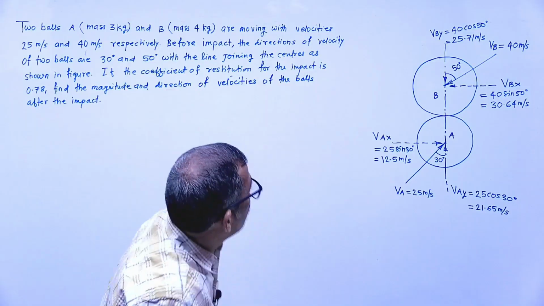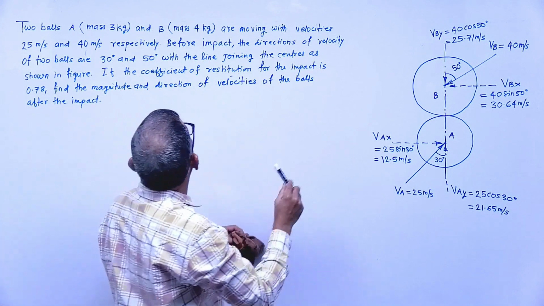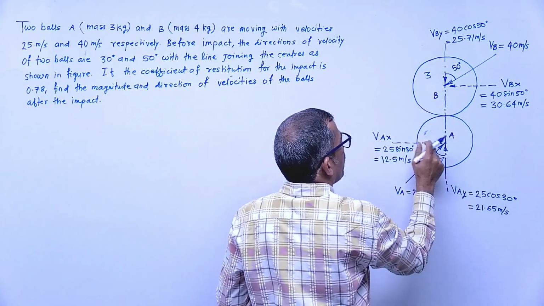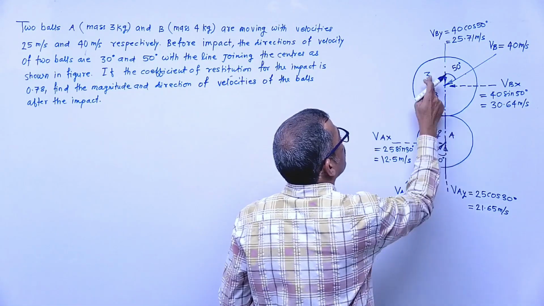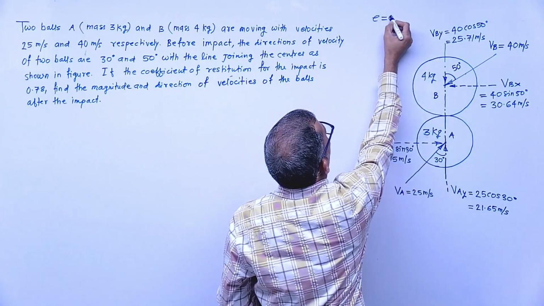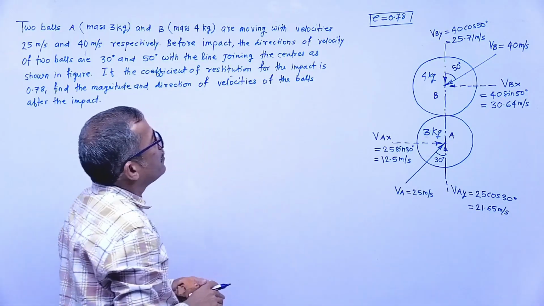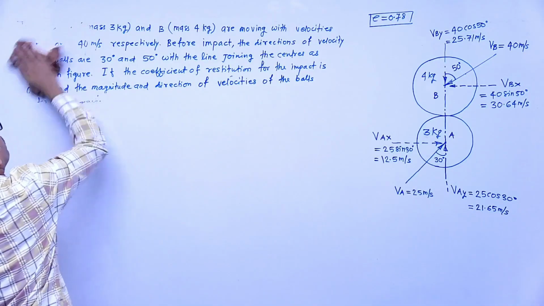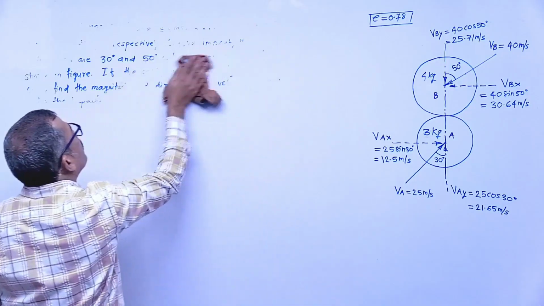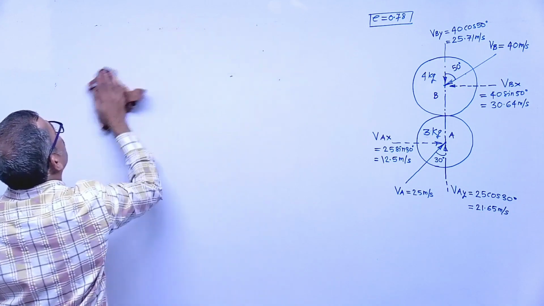Now I'll erase this part because there is no space available. Masses: A is 3 kg, and B is 4 kg, and the coefficient of restitution is 0.78. This much information is given in the wording. Now we'll apply the law of conservation of momentum and the coefficient of restitution, and we'll find the components of velocities after impact along the line of impact.